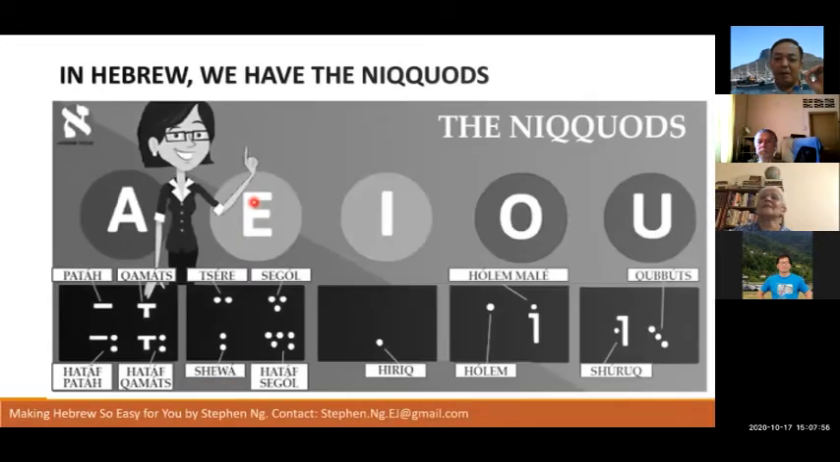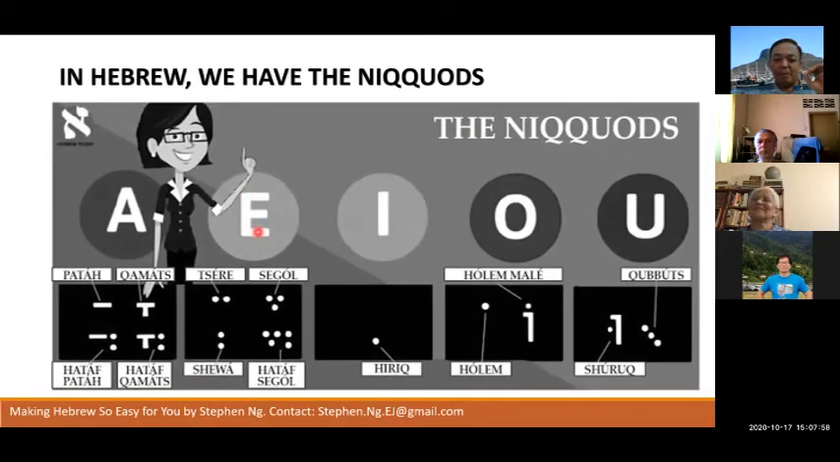You just have to remember that Nikuds are all dots and dashes, and they behave as vowels. So far no problem? Like I mentioned just now, A-E-I-O-U. Now, how do you remember all the A vowels?